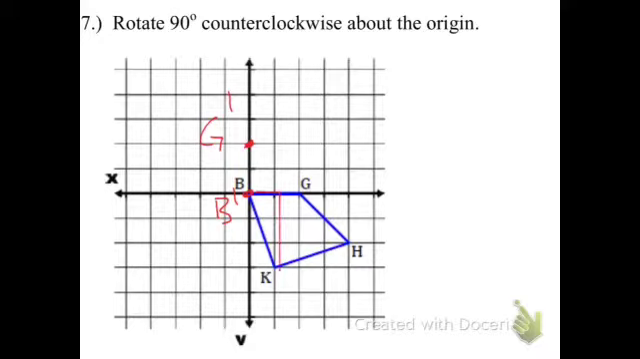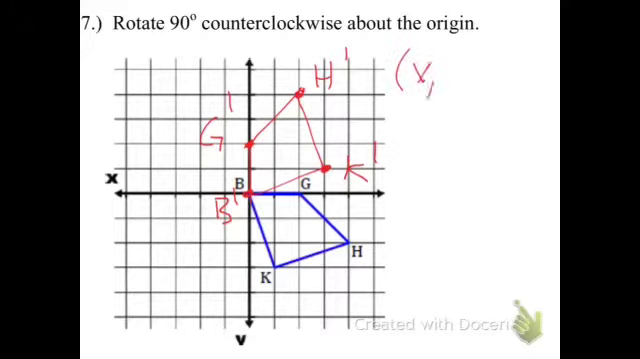1 to the right, 3 down, so I need to go 3 to the right, 1 up to get my new K coordinates. And H is 4 to the right, 2 down, so I need to go 2 to the right, 4 up. There's my new H coordinates. And so that's what my new shape looks like.